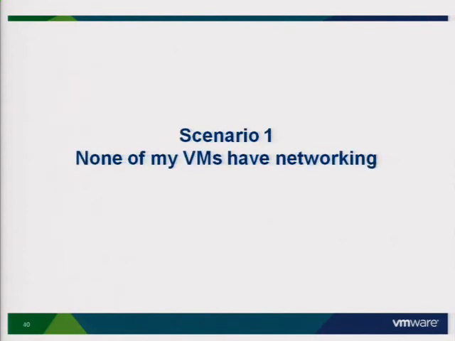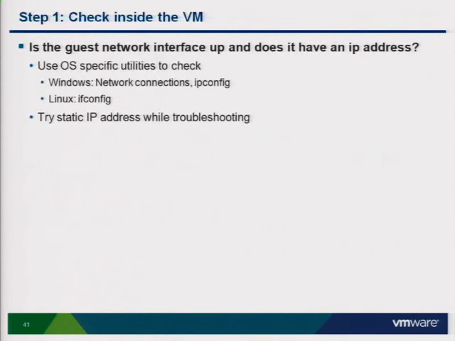So the first problem is none of my VMs have networking. That's a big problem, right? So you have to do something about it. So step 1 is to check inside the VM. Is the guest network interface up, and does it have an IP address? Some of this might seem basic. We're just trying to break down the problem into different steps.